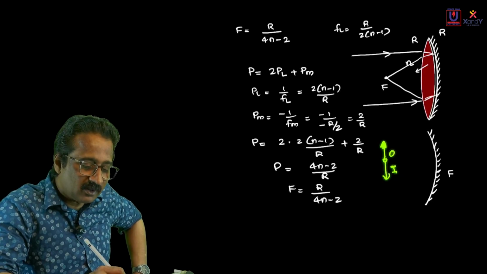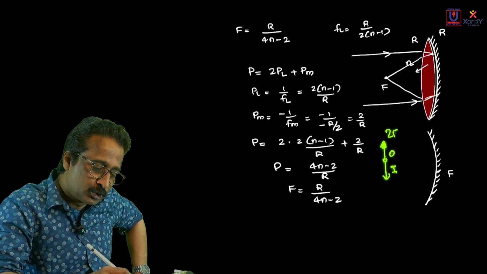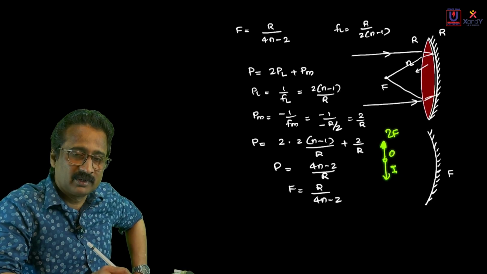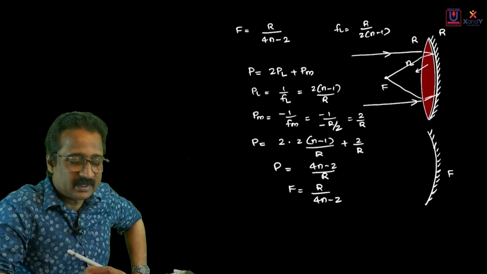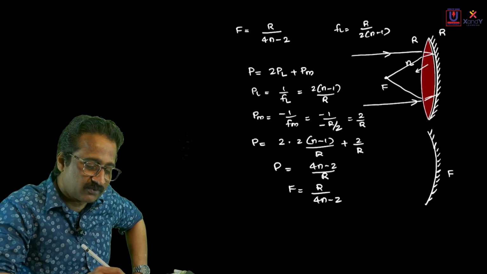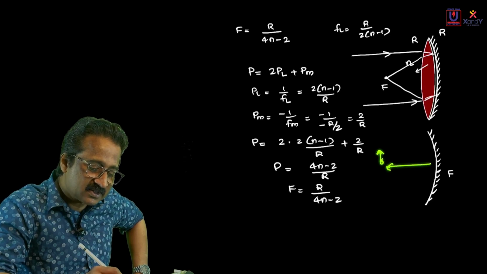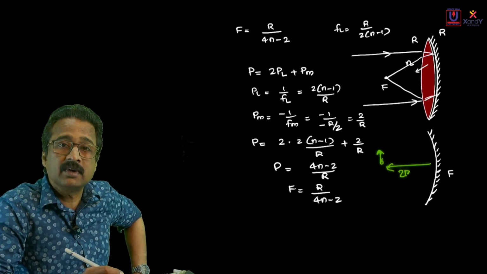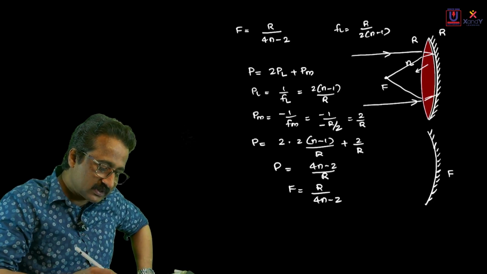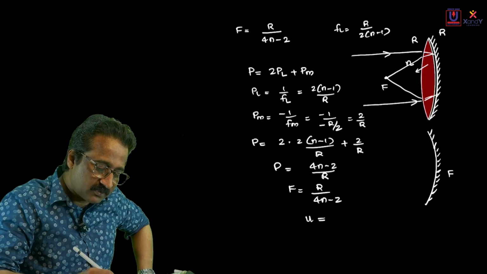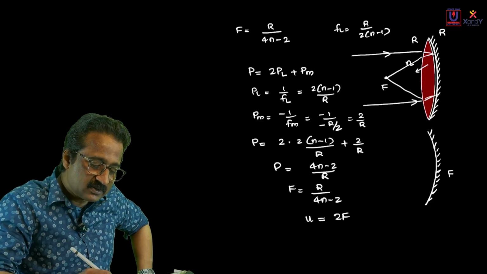If you're keeping the object exactly at 2f of a concave mirror, then the image is also produced at the same 2f. So you have to keep the object at a distance 2f. If you keep an object here at a distance equal to 2f, image will be coinciding with the object. So the final answer, they ask you what's the distance at which the object must be placed. Your answer is, it is u equal to 2f.